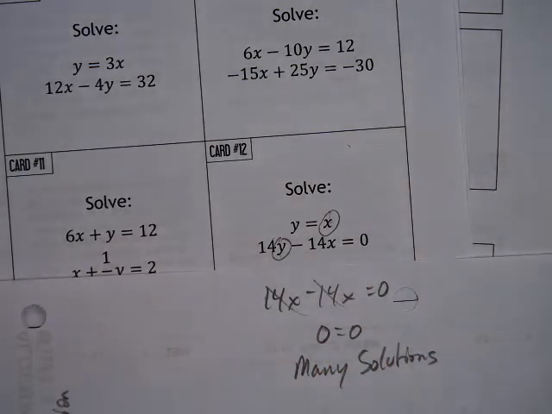Those are your three different possible answers for a system of equations. You can have a point, you can have many solutions, or you can have no solution.